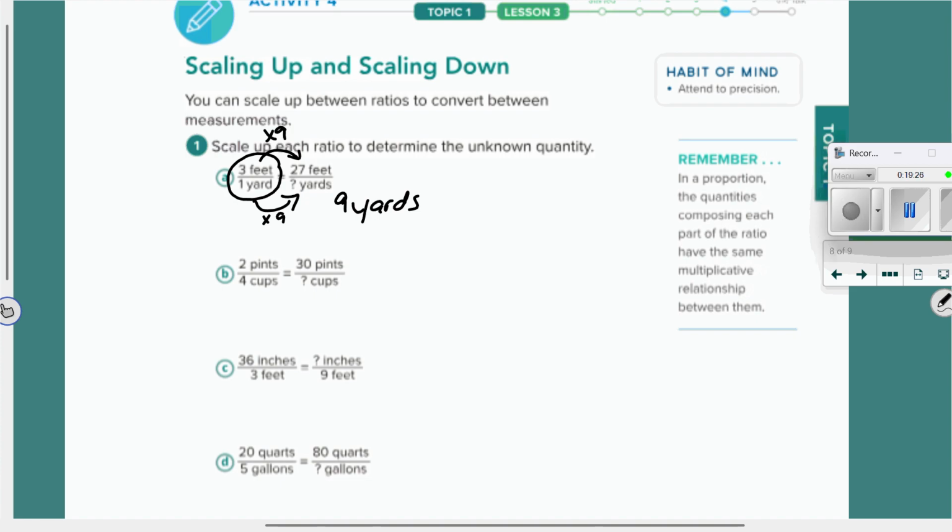Again, you start with the whole fraction that has a numerator and a denominator, not the one with the question mark. What do I do to 2 to get to 30? Times 15. So I do the same thing to 4 and I get 60 cups.